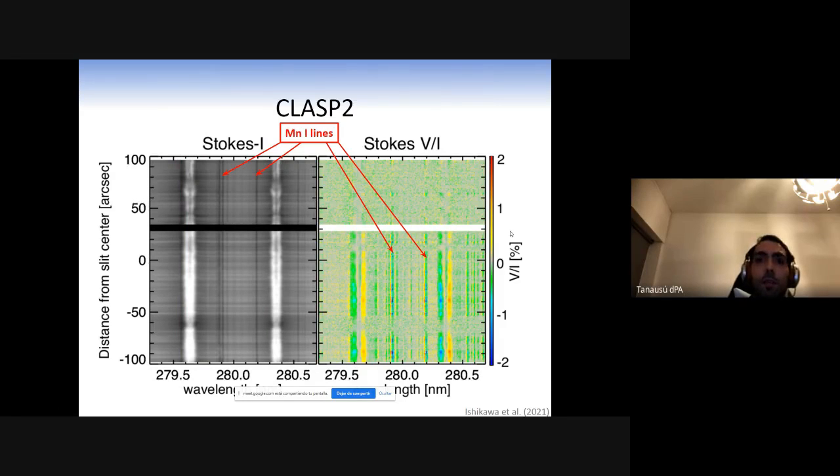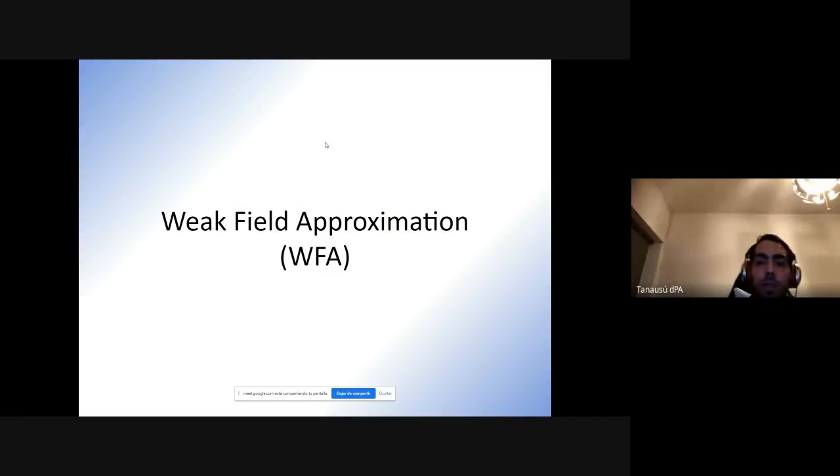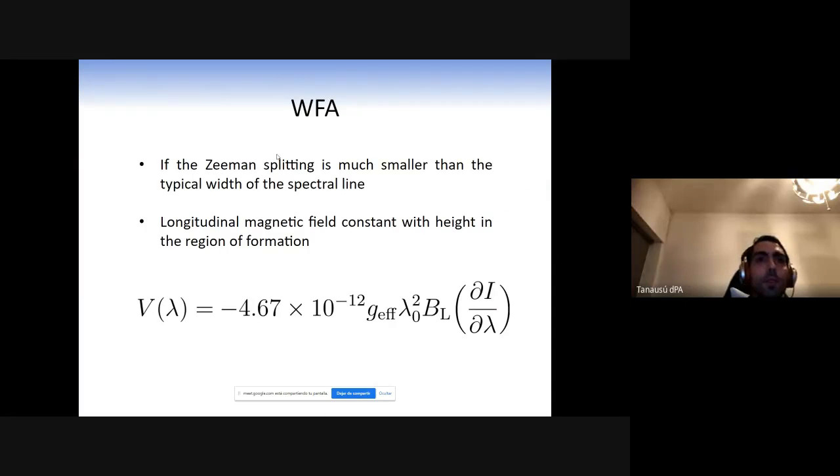And we found more interesting lines. This was not planned, but when reducing the data, we saw that there were some strong signals in between the h and k lines, and those corresponded to some neutral manganese lines. So what we did in this analysis was to apply the weak field approximation to the circular polarization of these lines. So its Zeeman splitting is much smaller than the typical width of the line, and the longitudinal magnetic field can be considered constant with height in the region of formation. We can write the circular polarization following this equation.